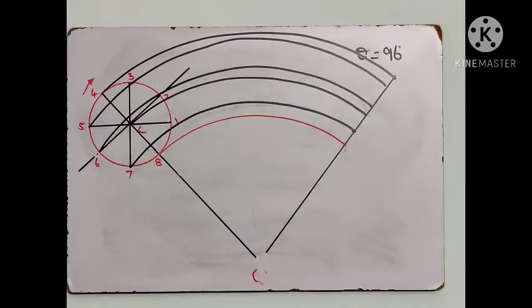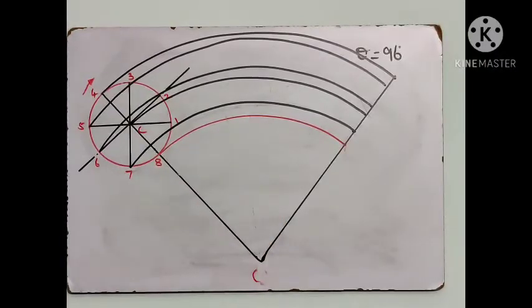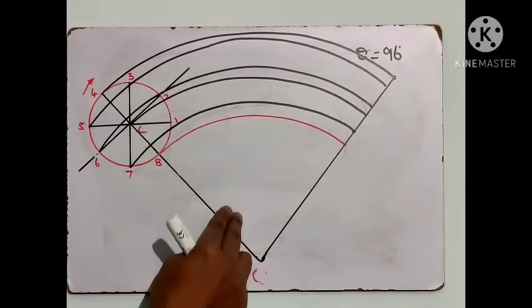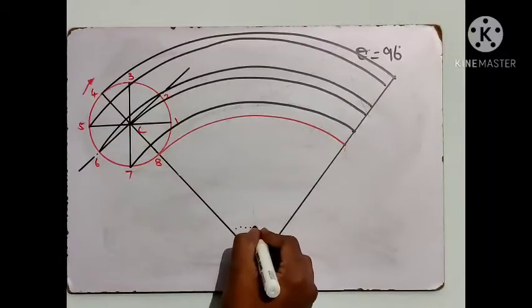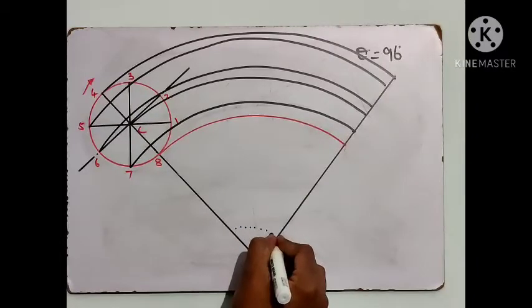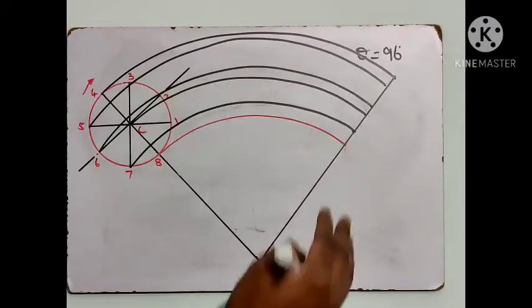Okay. So the next step is, you need to divide this 96 degree into 8 divisions. So if you divide 96 into 8 divisions, you will get 12 degree per division. So using the protractor, you divide these divisions. So something like 1, 2, 3, 4, 5, 6, 7, 8. You divide into 8 divisions, each at an interval of 12 degree.